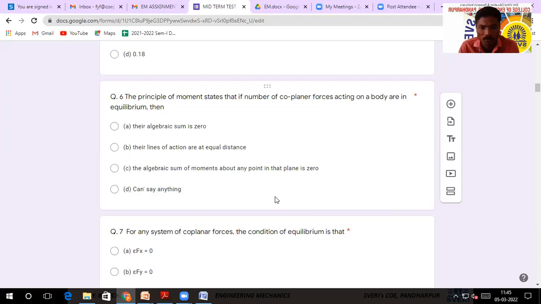Okay. So what was the answer? There may be a little confusion. Yes, sir. Algebraic sum is zero, because the body is in equilibrium. Then what is the difference between first and three? Algebraic sum of moments about any point in the plane is zero. If it is the case, then what is the difference between A and C?